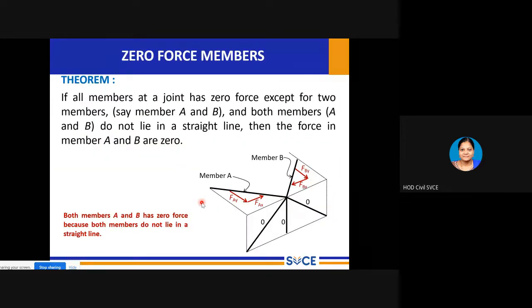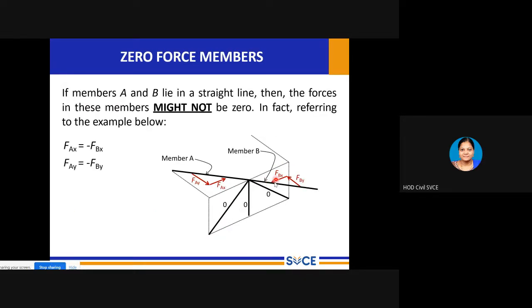And the next thing: here you can see at this particular joint, you have so many members, member A, member B, and apart from this, you have three more members. Suppose these three members have zero forces, and all these members meet at this particular joint. If the remaining two members do not lie in a straight line, then the force in members A and B will be zero. So in case you have five members, and we already know that the forces in three members are zero, and the remaining two members do not lie in the same straight line, then the force in the other two members will also be zero. So that is the next condition.